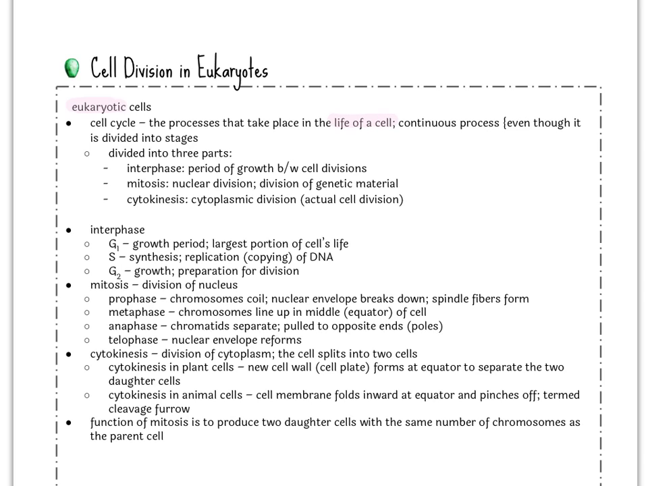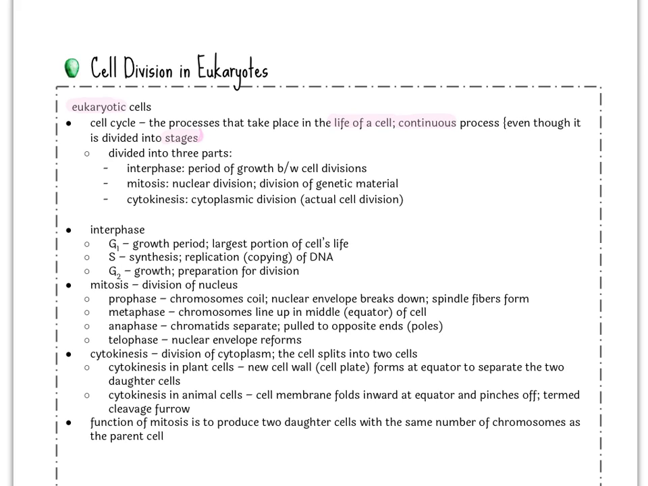So remember that the cell is a living thing, so its entire life is basically defined by its constantly going through the cell cycle. Because it is a continuous process, even though it's divided into stages. So basically the entire cell's purpose, its life, is just going through this continuous cycle and never, ever stopping that cycle. Because if it stopped the cycle, then we'd be dead.